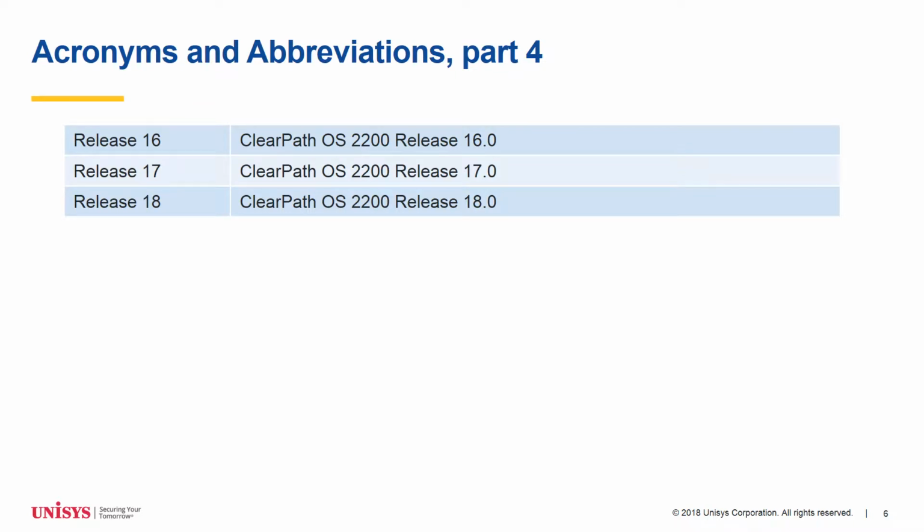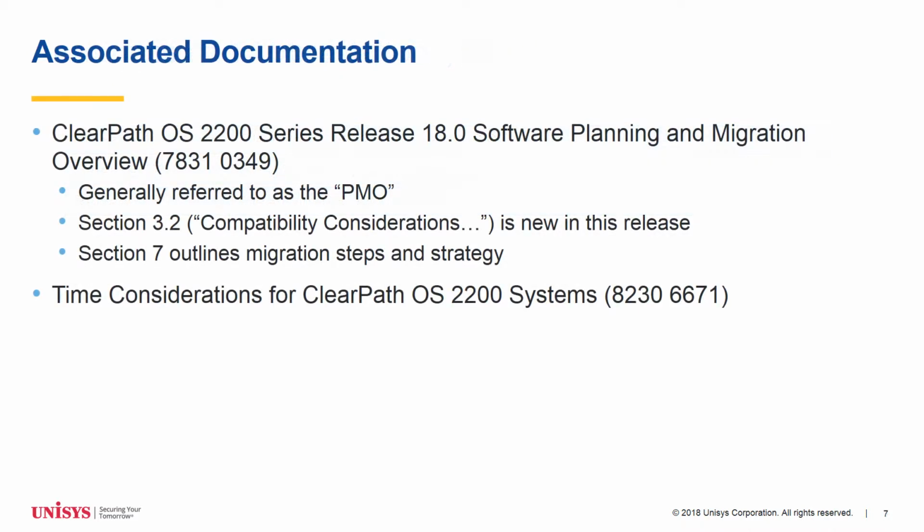During this presentation, we'll also frequently reference the 3 most recent software releases for ClearPath OS 2200 systems. For brevity, we'll refer to these releases by the more informal names shown in the left-hand column here. And for the last piece of background, we'll also be referring to 2 important documents: the Software Planning and Migration Overview, commonly called the PMO, and Time Considerations for ClearPath OS 2200 systems, commonly called the Timebook.